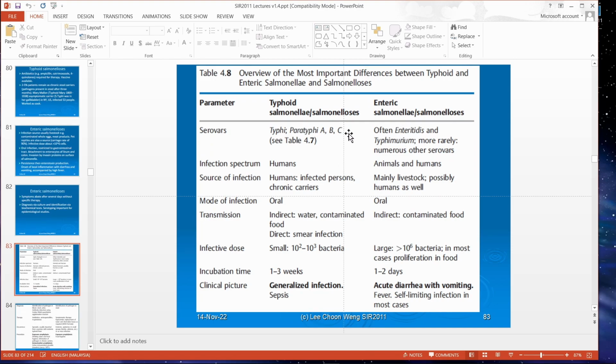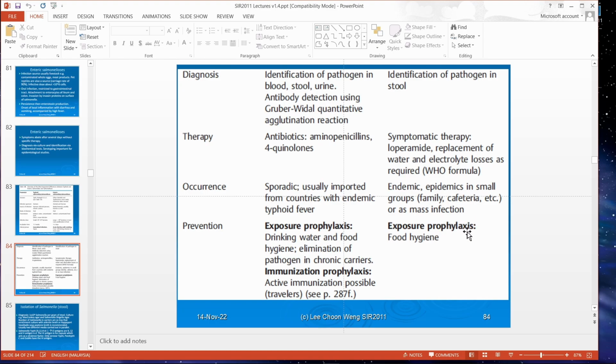So this is the main. These are the differences between typhoid and enteric salmonellosis. So you can see the infective dose is different. The incubation time is different. So prophylaxis is prevention, how you can prevent. So exposure prevention by carrying out good food hygiene, exposure prevention by drinking clean foods, drinking clean waters, and also vaccination possible. Vaccination is usually for travelers, tourists.